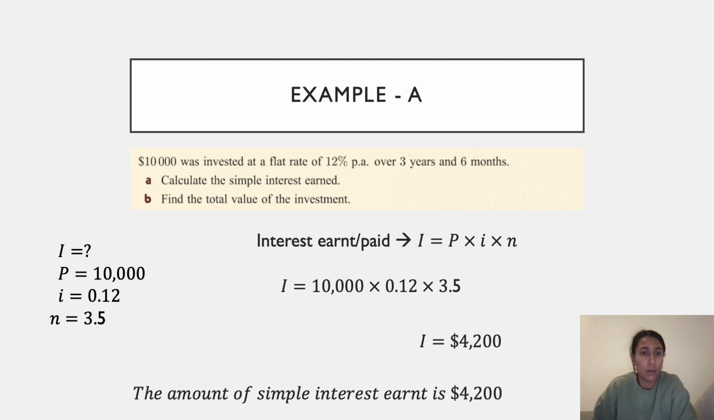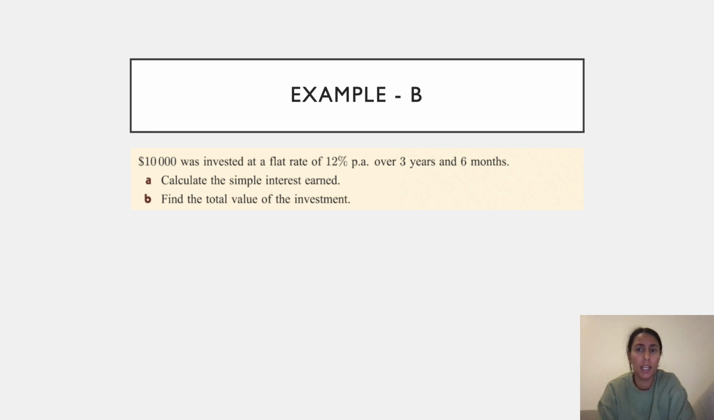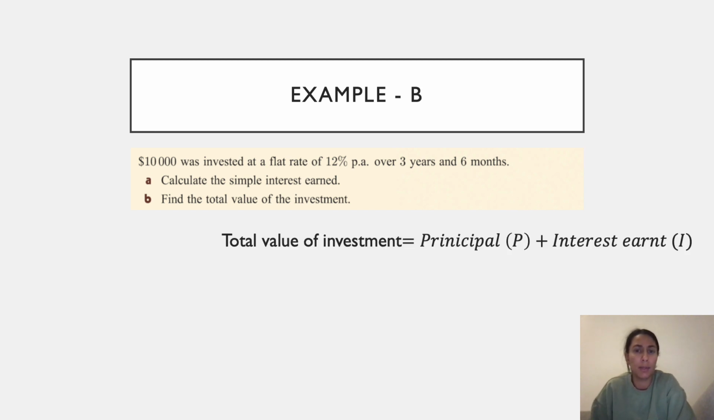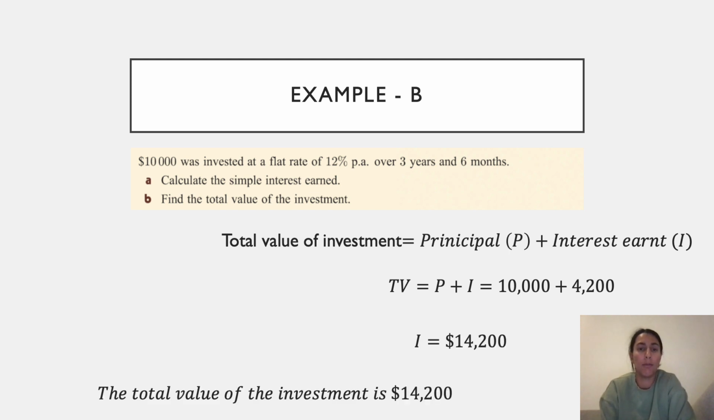Part B to this question says find the total value of the investment. So the total value of the investment is the principal, that's what you started with, plus the interest earned. So I guess a quick formula, if you wanted to add this to your cheat sheet as well, is total value equals principal plus interest. So 10,000 plus 4,200 would be 14,200, and that would be the total value of the investment.